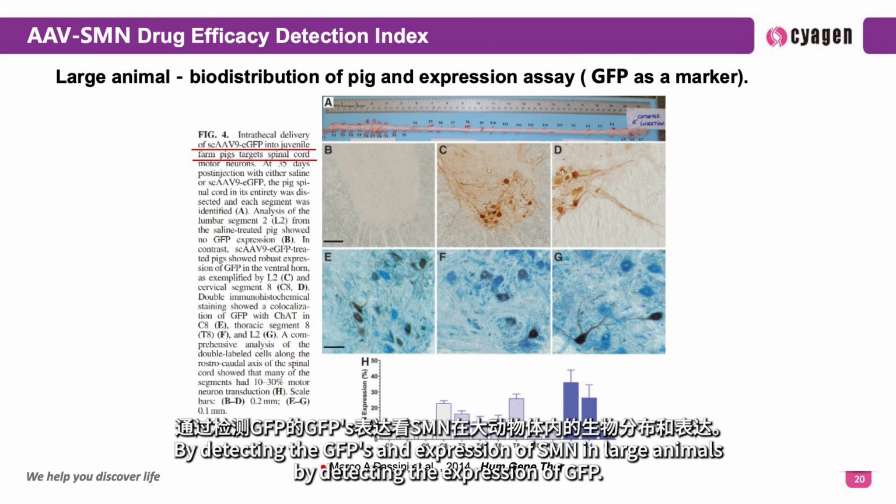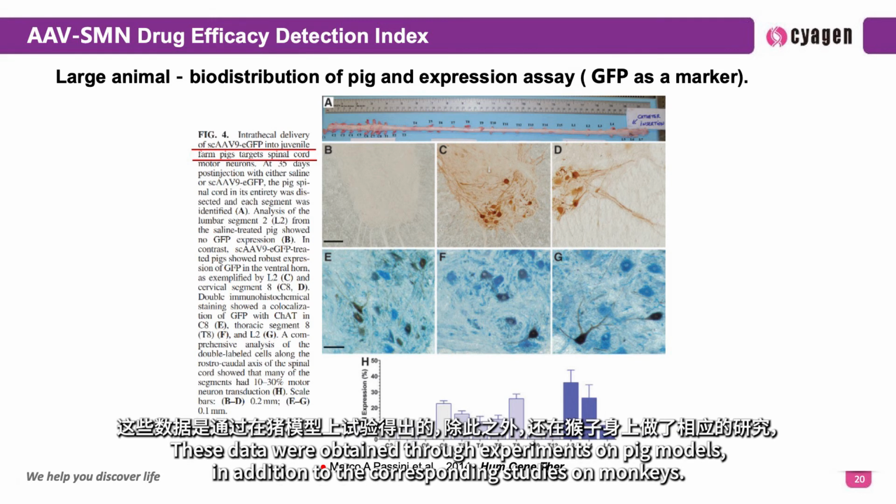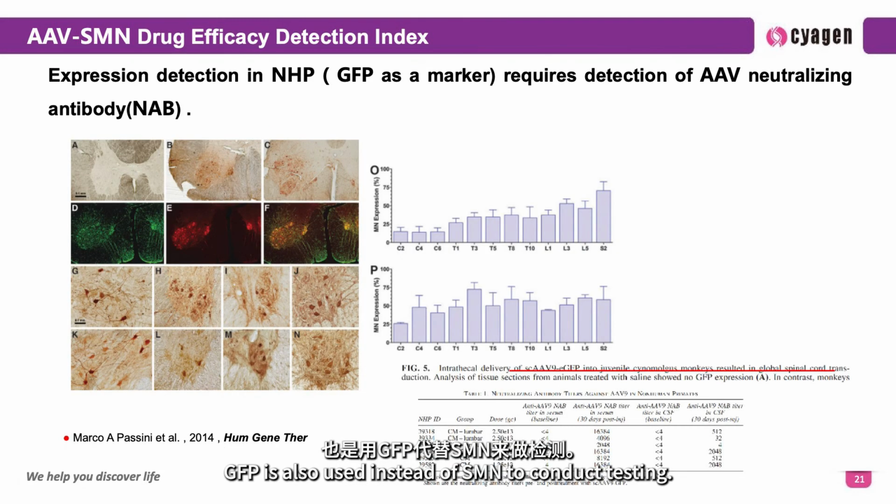By detecting the expression of GFP, we assessed the expression of SMN in large animals. These data were obtained through experiments on pig models, in addition to the corresponding studies on monkeys. GFP is also used instead of SMN to conduct testing.